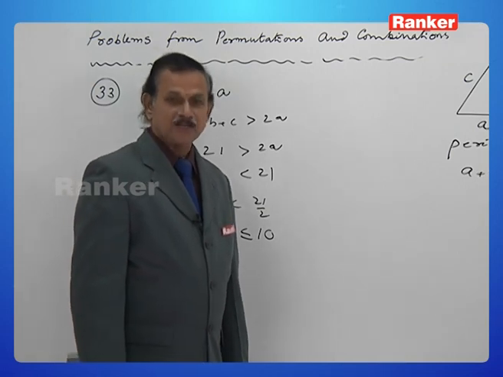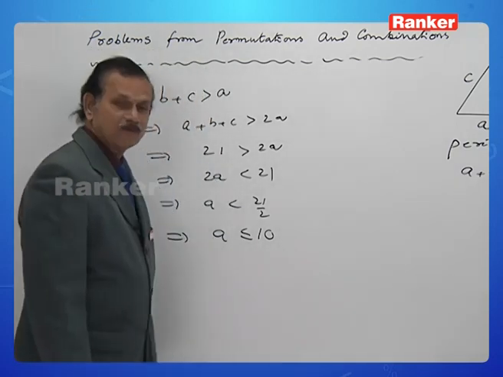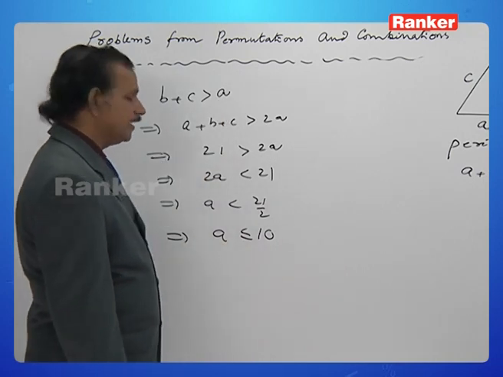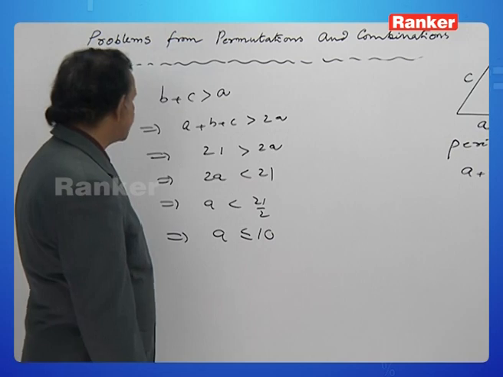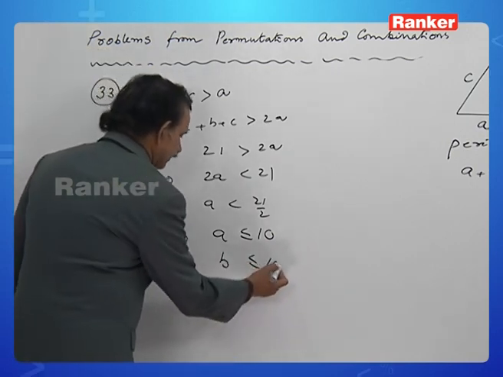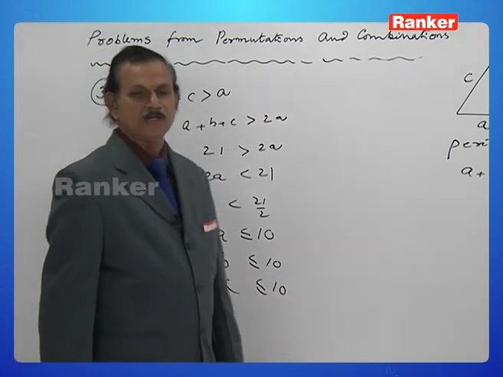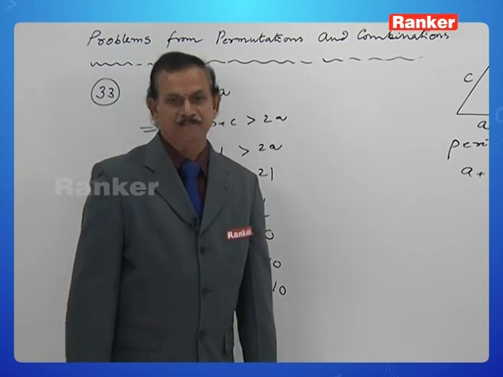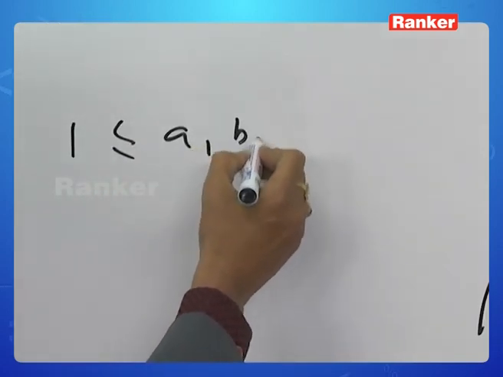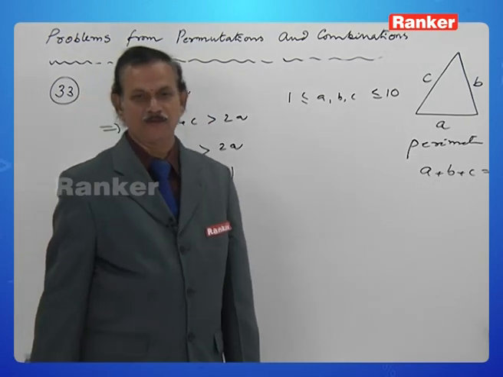Isn't it? Because A, B, C are all natural numbers, we have A less than or equal to 10. By considering B plus C greater than A, we get A is less than or equal to 10. If you consider C plus A greater than B, B is less than or equal to 10, and C is also less than or equal to 10. Therefore, 1 less than or equal to A, B, C less than or equal to 10.